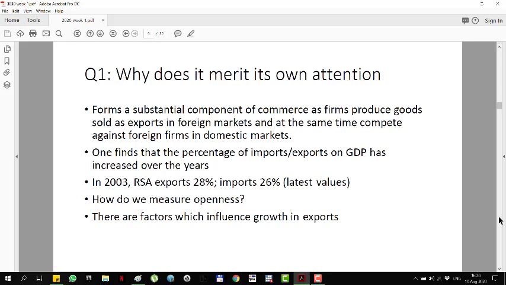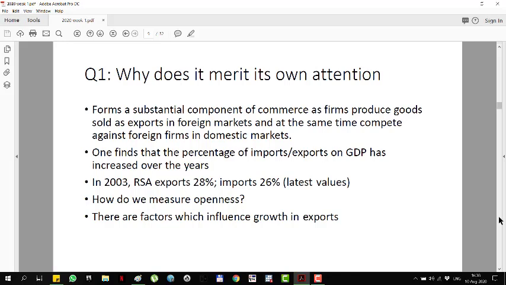So the answer would definitely be yes. It definitely is important because it forms a substantial component of commerce as firms produce goods, sold as exports in foreign markets, and at the same time compete against foreign firms in domestic markets.